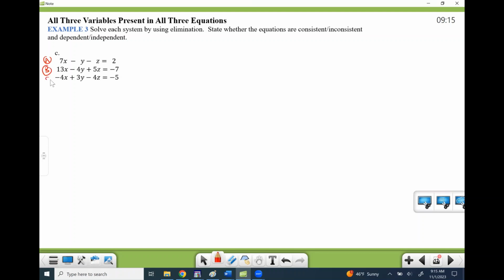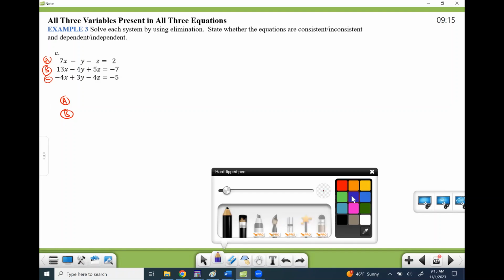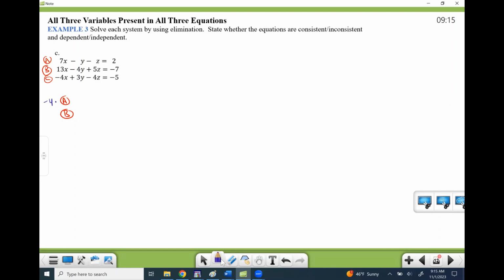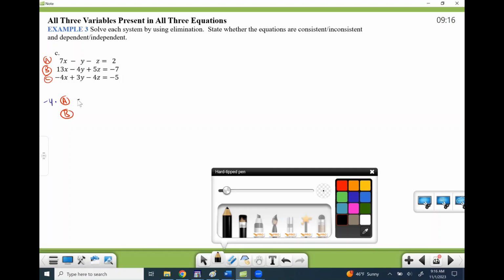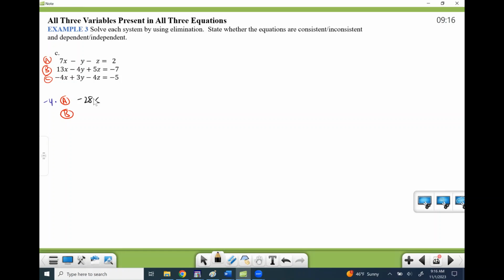First I'm going to label the equation so we can talk with each other. I'm going to put A with B. Now, if this one's a -4, then I want this one to be a +4. So I would have to multiply by a -4. I'm going to do a -4 times equation A. So -4 times 7 is -28. -4 times -1 is +4. Another +4 then. And -4 times 2 is -8. Then we're just going to copy B down.